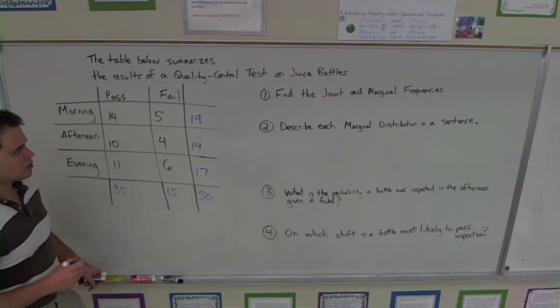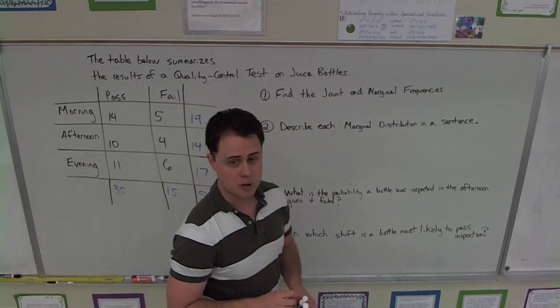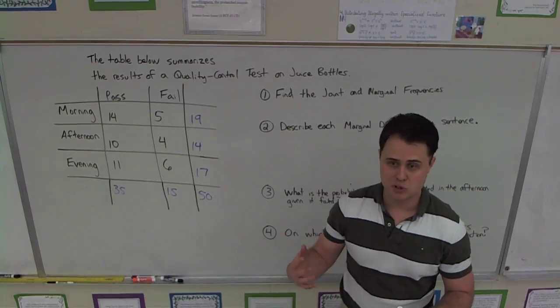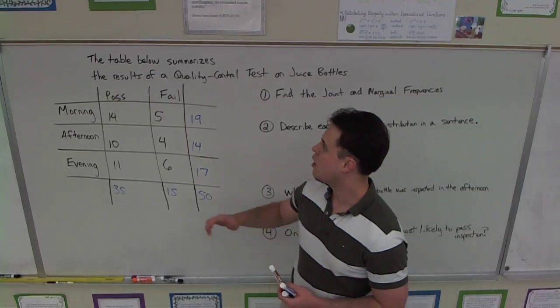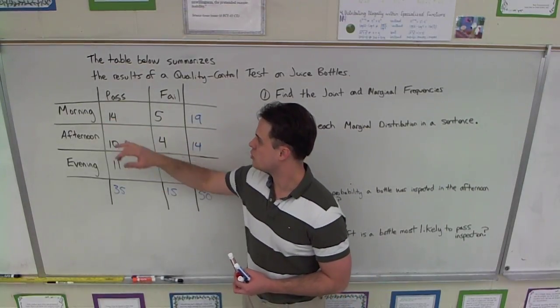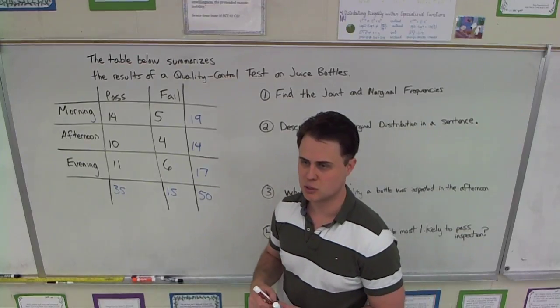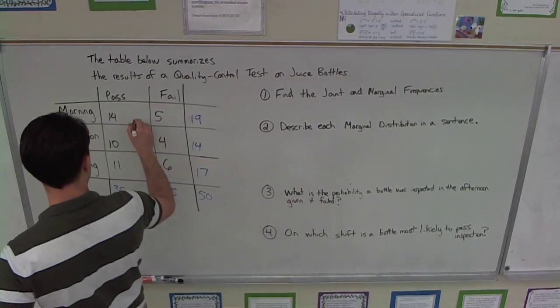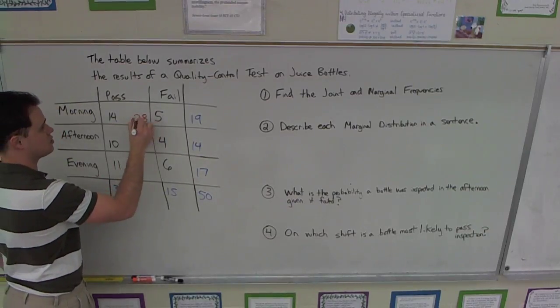So anyway, those aren't the joint and marginal frequencies. Frequency is kind of like another term for chance or percent, exactly. So we need to turn each one into a percentage. How many out of the total 50 were in the morning and passed? That'd be 14 out of 50. What would you guys get as a percentage? 0.28? Okay, I'm going to trust you guys on this one.